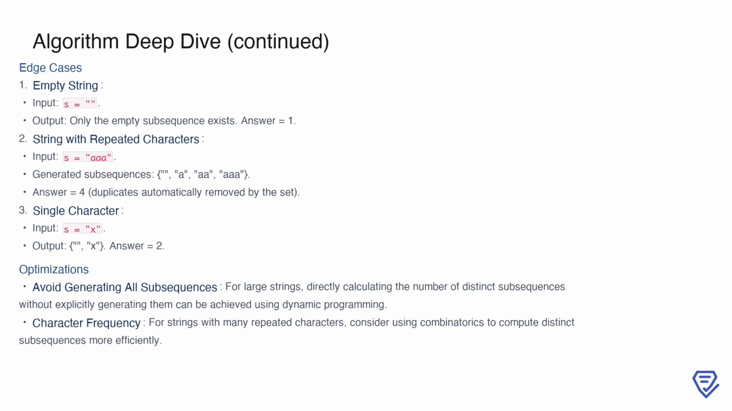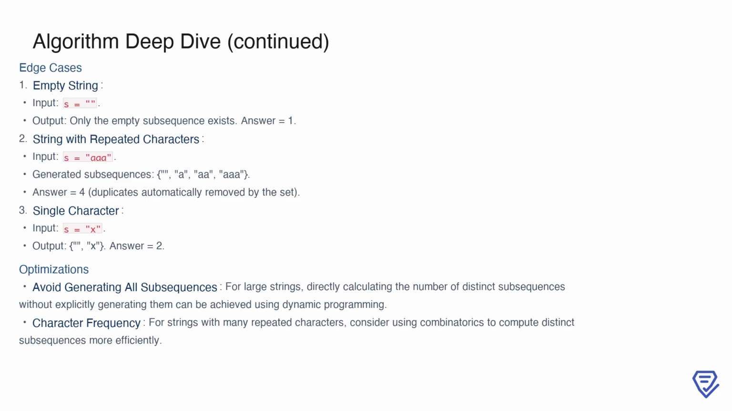Certain edge cases highlight the behavior of this approach. For an empty string, the only subsequence is the empty string itself, so the result is 1. When the input is a string with repeated characters, such as S equals AAA, the generated subsequences are the empty string, A, AA, AAA, and duplicates are removed by the set, giving a result of 4. For a string with a single character, like S equals X, the subsequences are the empty string and X, resulting in a count of 2.